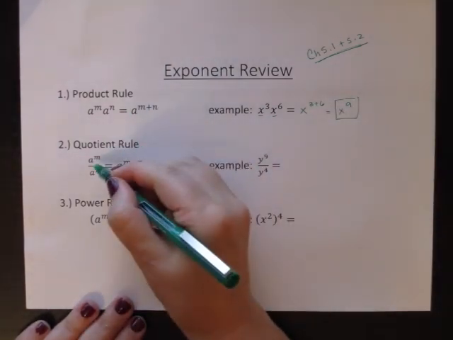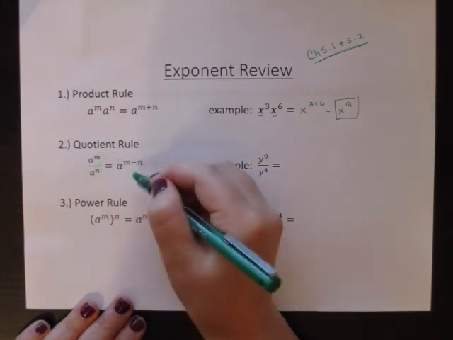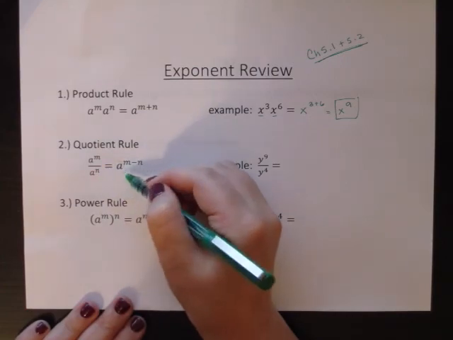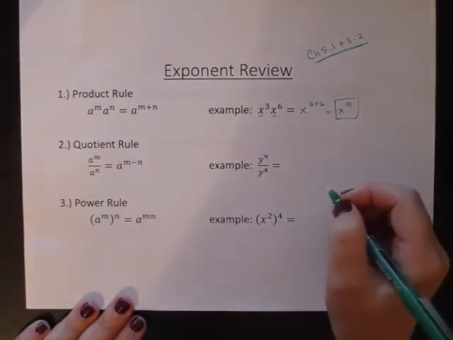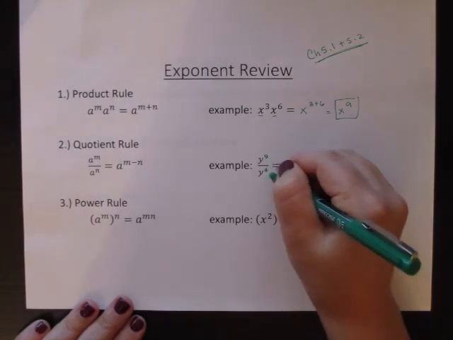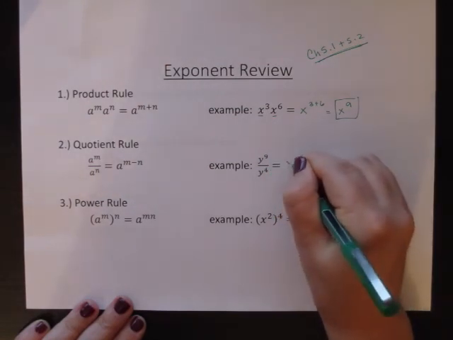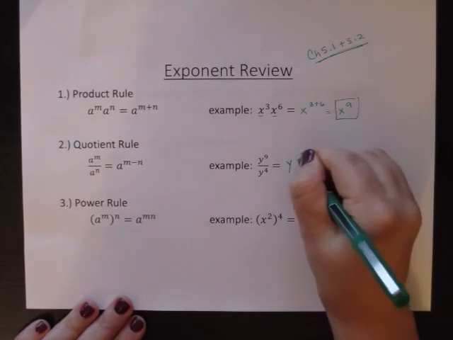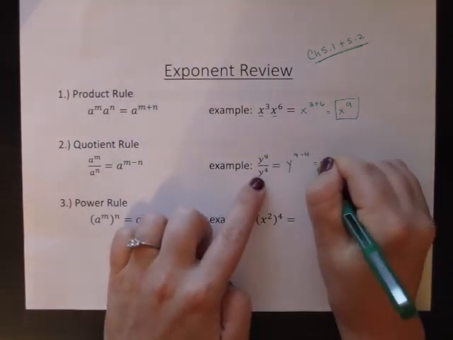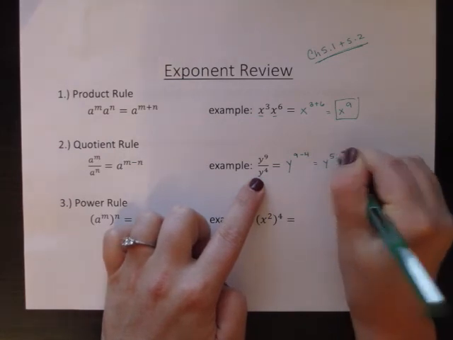Alright, next one is my quotient rule. Quotient means division, so if my bases are the same, what I do to my exponents is subtract them, so a to the m over a to the n equals a to the m minus n. So here's my example. If I've got y to the ninth over y to the fourth, my base is the same. I see that it's division, so I subtract my exponents, and it's always the top minus the bottom, so this would be y to the fifth.